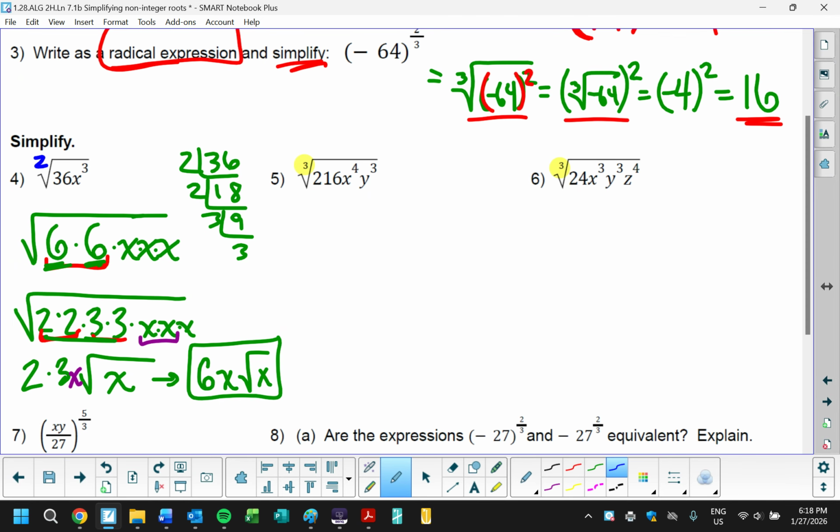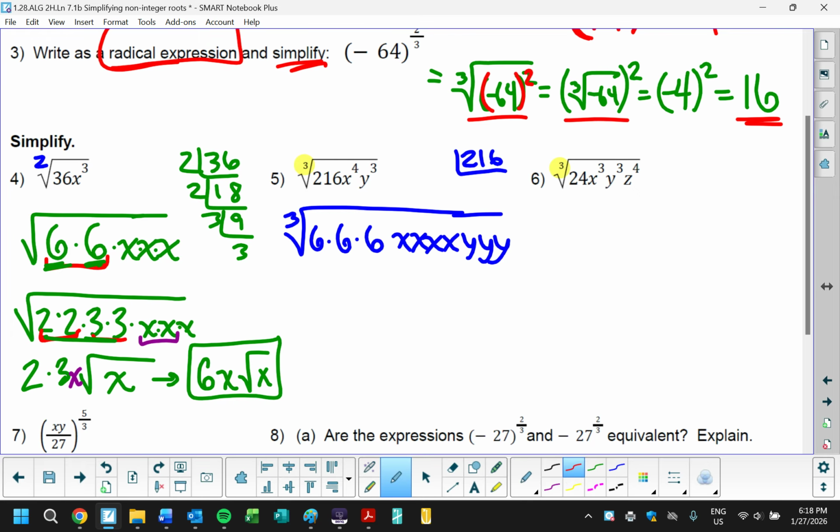Number 5, I noticed something quite interesting. With the 216, I'm not going to actually break 216 down into all its prime factors because 216 is, as a matter of fact, the product of 6 times 6 times 6. I'll go ahead and expand out the x's, and I'll expand out the y's.